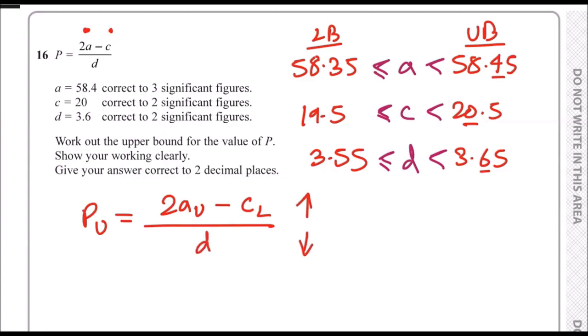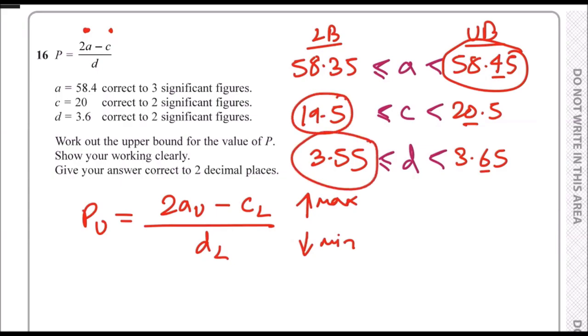So you need the lower bound for D. So you have to maximize the top and then minimize the bottom, so that way you're going to have a really big number. So when you do this, you're just going to replace A upper with this value here, the lower value of C with this value here, and the lower value of D with this value here. And then when you do that, let's have a look.